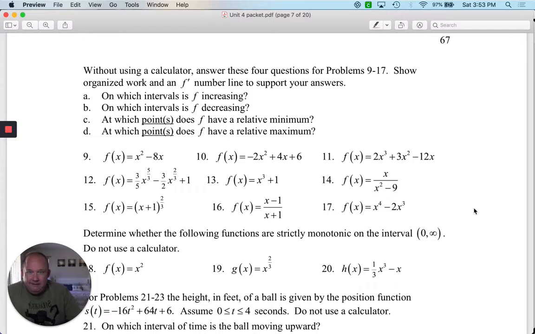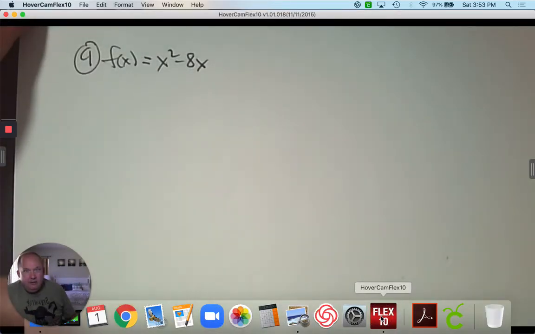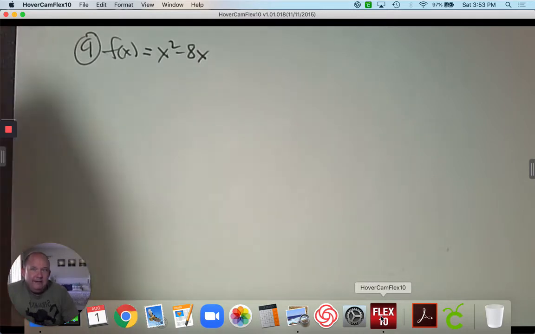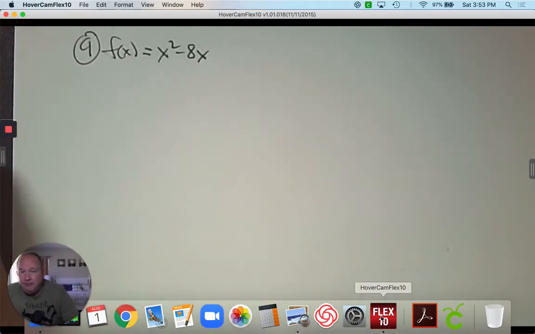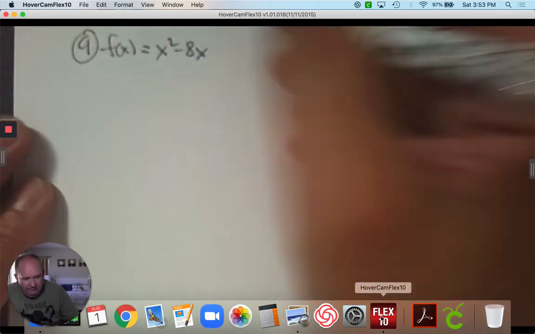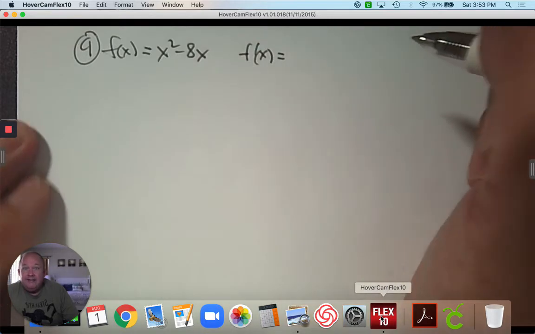So number 9 and on, there are the same questions I just answered, but I'm not given anything. I have to start from scratch. So let's do that here together. So we have a function, x squared subtract 8x. So the question is, I need to know where it's increasing, where it's decreasing, where the maximum and minimum points are. So let's work at that together. So step 1 is to find the critical numbers. So in order to do that, I'm going to take the derivative.